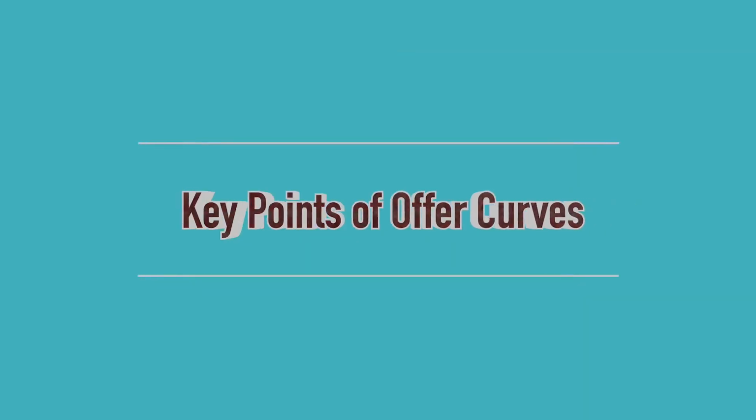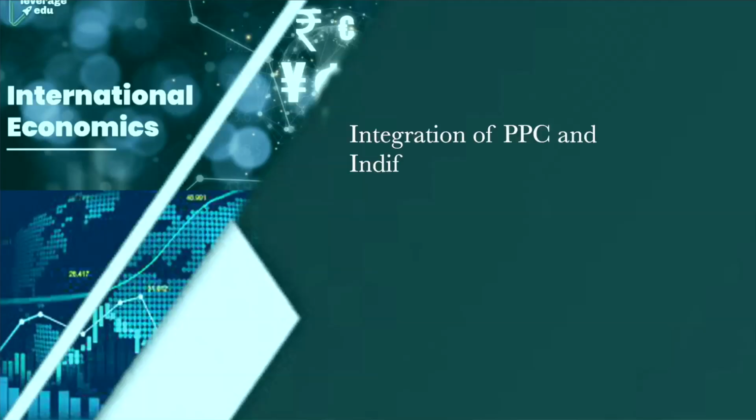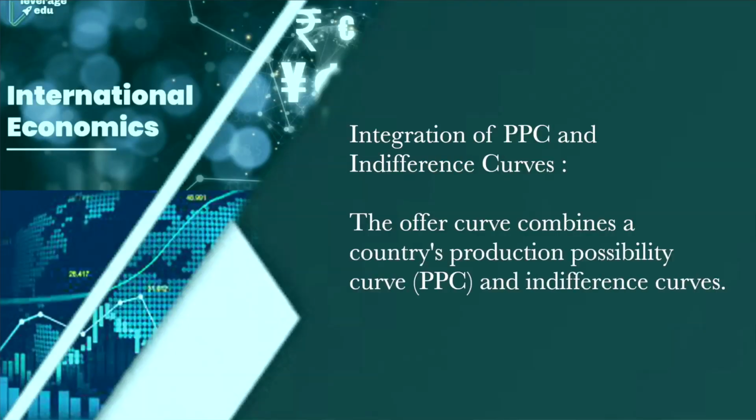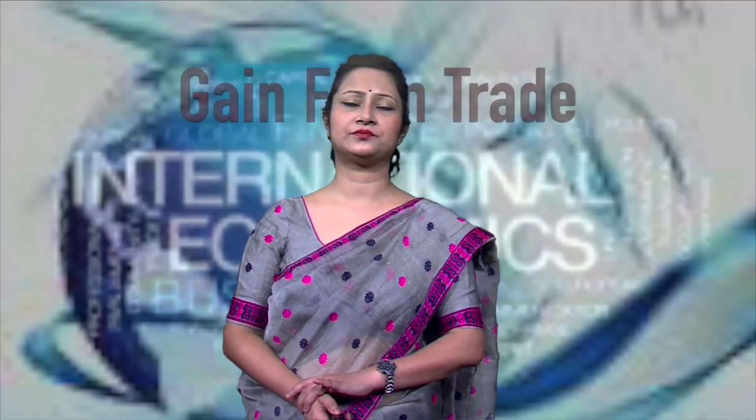Now the main key points: the offer curve integrates a country's production possibility curve and indifference curves. It also reflects the equilibrium between a country's supply and demand for goods in international markets. It also helps to determine the equilibrium terms of trade in a two-country, two-commodity framework.